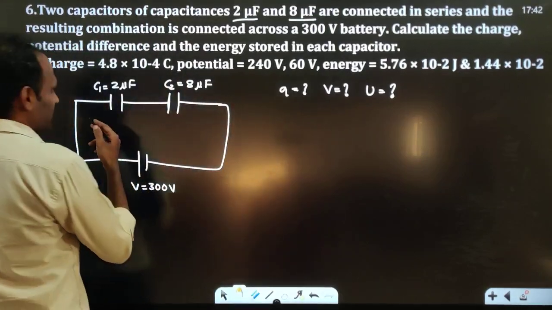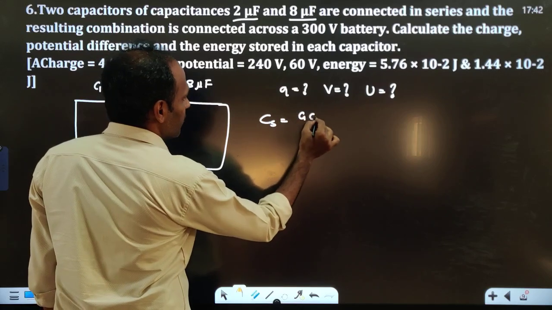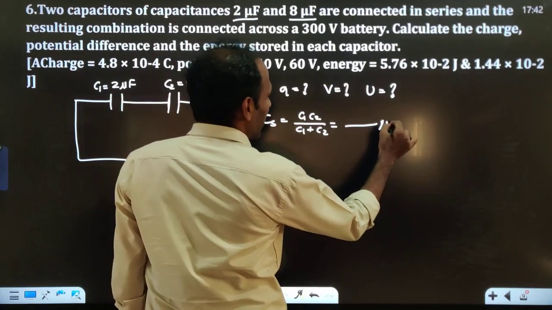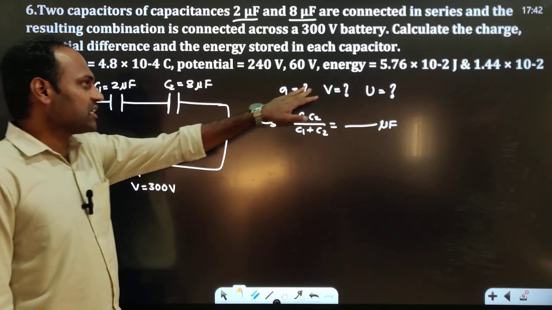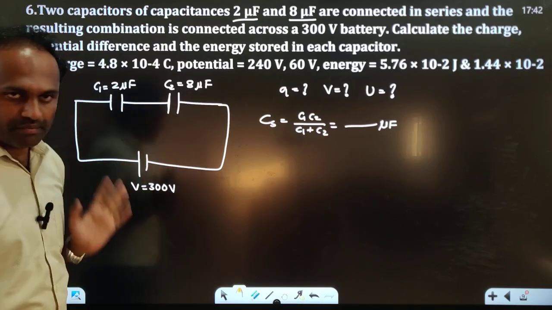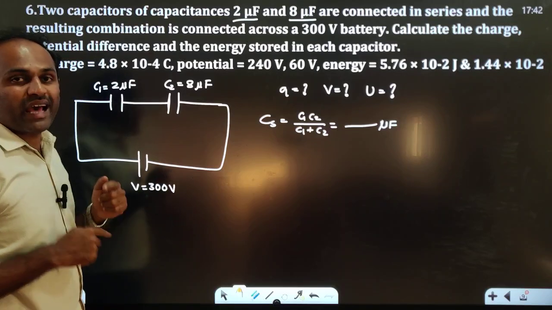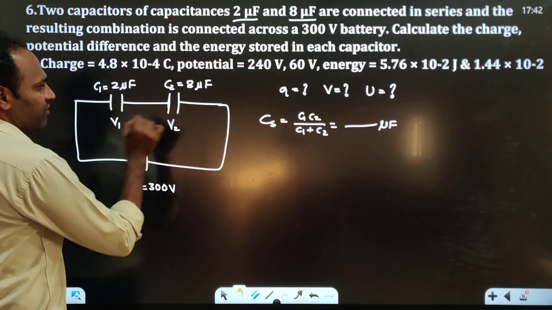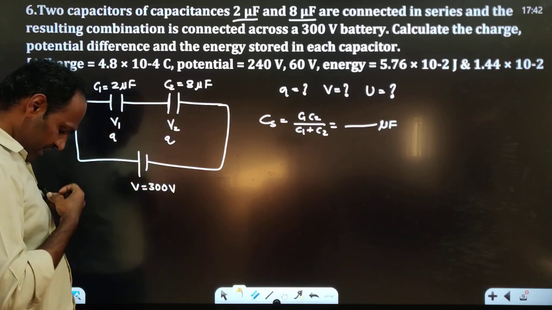Since both are in series, first calculate the effective capacitance. We have the formula C1 into C2 divided by C1 plus C2 to get the effective capacitance, which will be in microfarad. Next, we have to calculate charge as well as potential difference. In series, the charge is the same, so the charge on both the capacitors will be the same, while the potential difference gets divided. In parallel, the charge divides and the potential difference is the same. So the potential difference across this will be V1, across this will be V2. That is what we have to calculate, but the charge on both capacitors will be the same because this is a series combination.